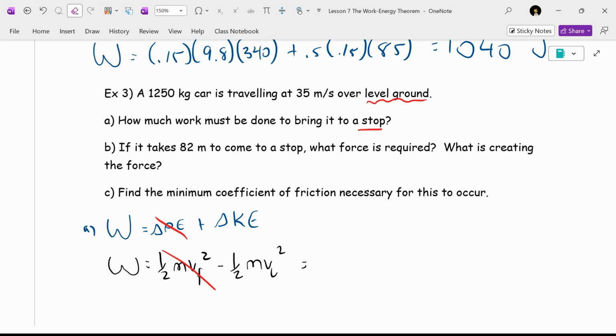So let's crunch the numbers. It's going to be negative 0.5, 1250 times 35. Don't forget the squared. This car's got a fair bit of energy. And 35 meters per second, that's about 110 kilometers per hour. So this is coming to a stop on the freeway. You've got to lose a fair bit of energy. It's going to be negative because you're losing energy. Violet, what'd you get? I think it starts with a 7. That's in the 700,000s, I think. Joules.